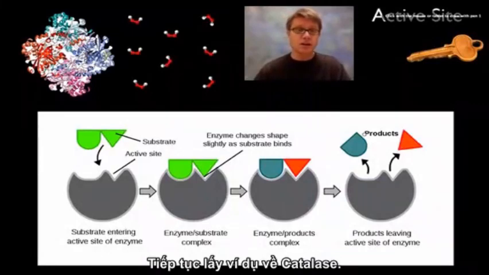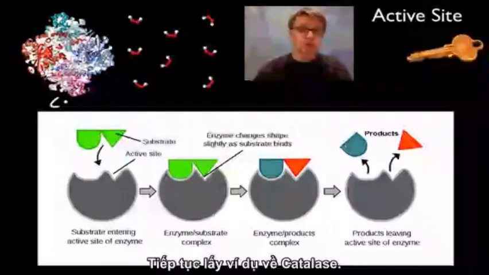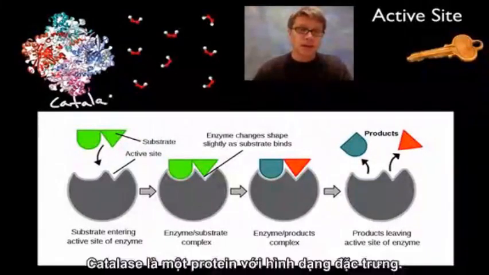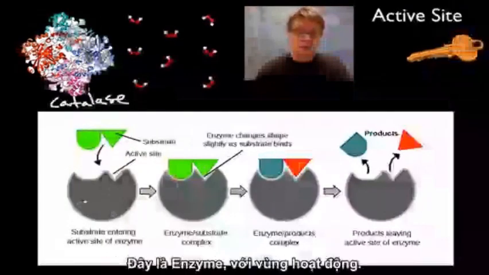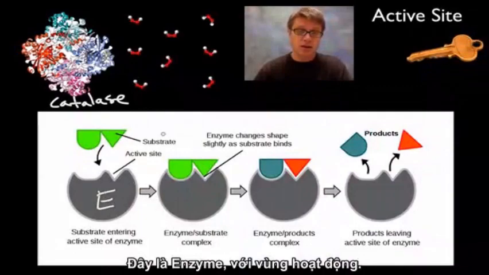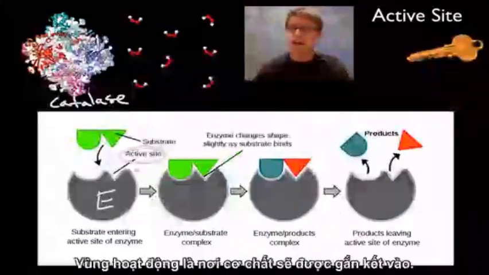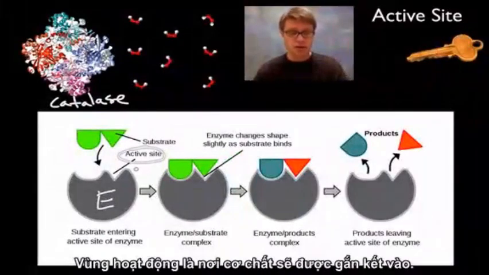And so here is our enzyme. So our enzyme that we talked about was called catalase. So catalase is going to be a protein. It has a specific shape. And so if we go down here to the enzyme, this would be the enzyme right here, it's going to have an active site. An active site is the area where the substrate can fit in.